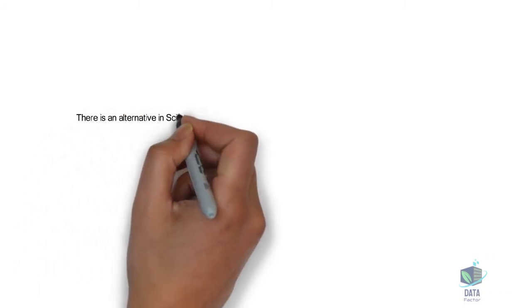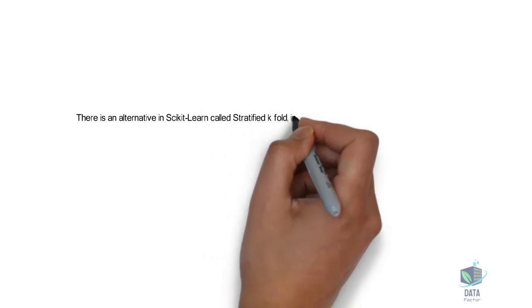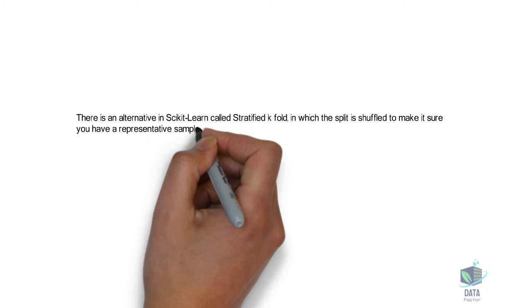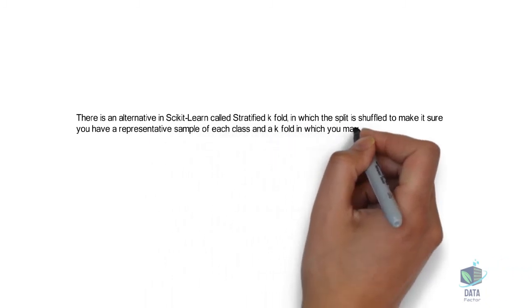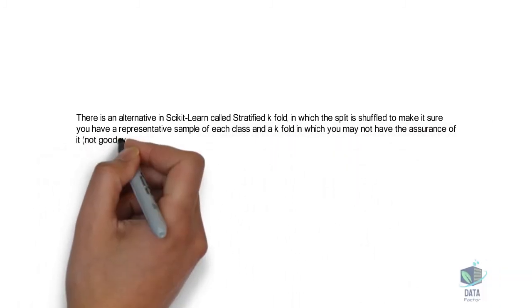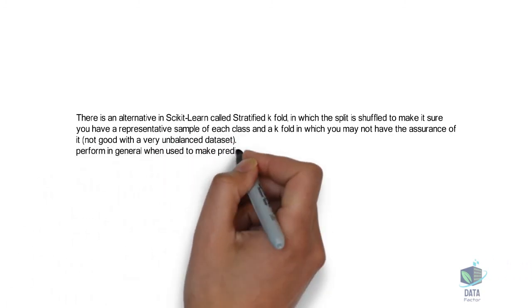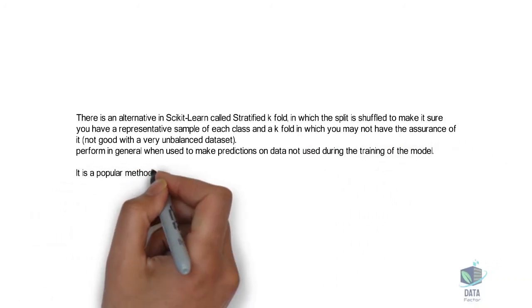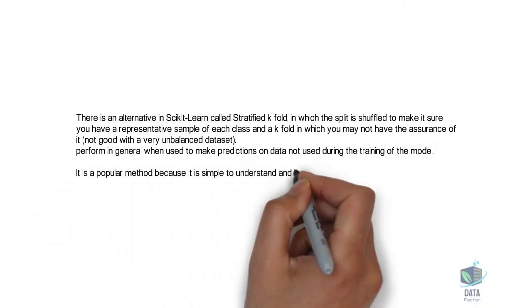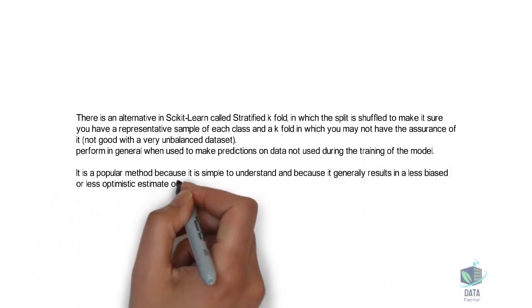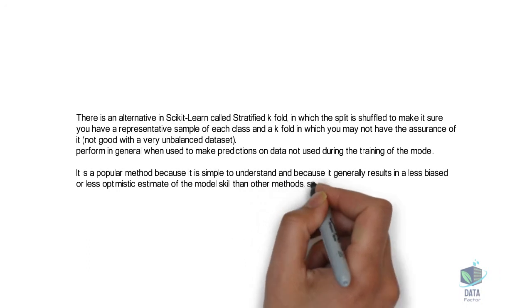There is an alternative in scikit-learn called Stratified K-Fold, in which the split is shuffled to make sure you have a representative sample of each class, and a K-fold in which you may not have the assurance of it. Not good with a very unbalanced dataset. Perform in general when used to make predictions on data not used during the training of the model. It is a popular method because it is simple to understand and because it generally results in a less biased or less optimistic estimate of the model skill than other methods, such as a simple train/test split.